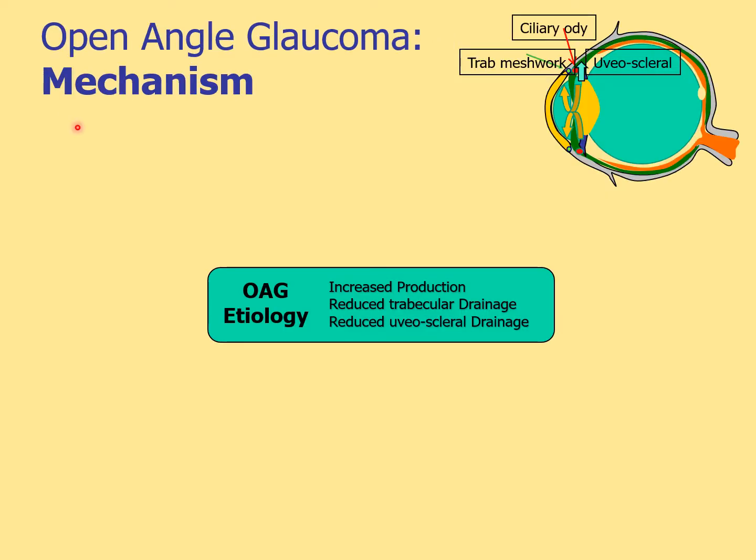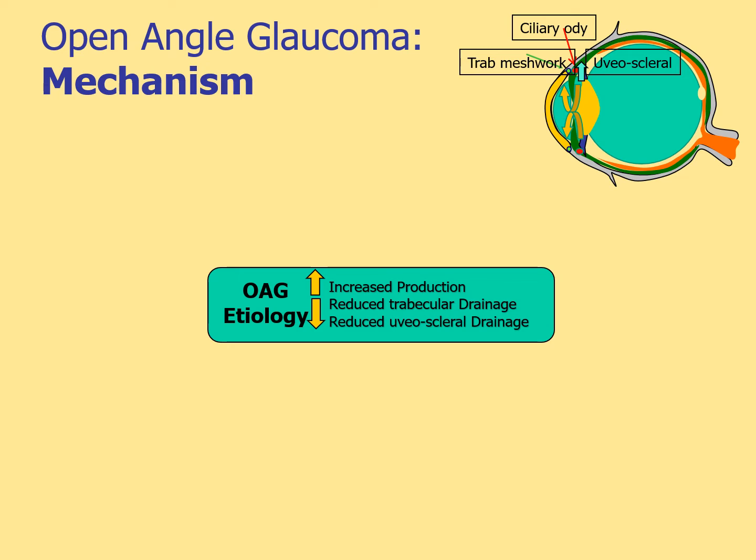This slide and the next slide are very important in the whole talk. We are going to discuss the mechanism or etiology of open angle glaucomas. Now, when the intraocular pressure is increased in the eye, there could be two reasons. One is that there could be increased production. Second is there could be decreased drainage. So if either the production is increased or the drainage is decreased, the pressure is going to rise.